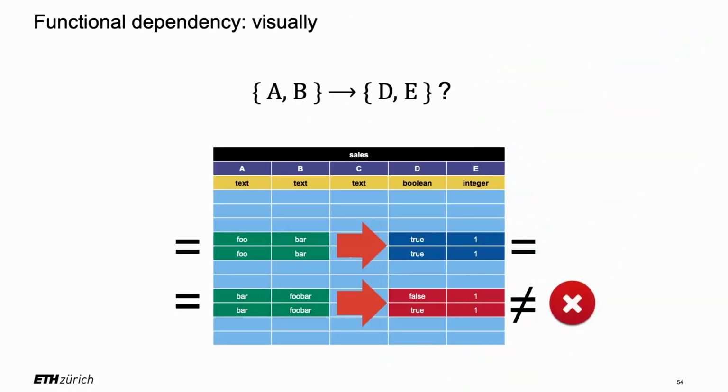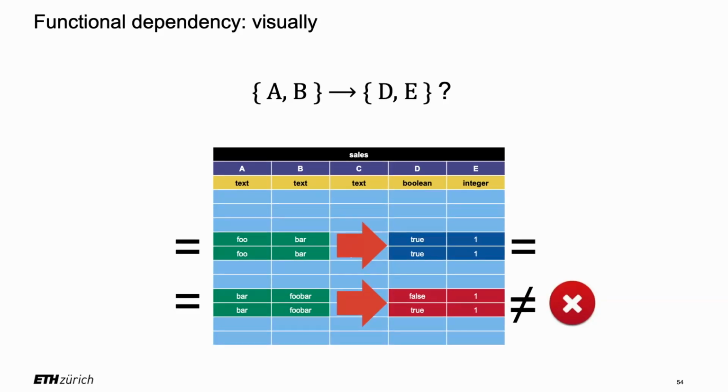So if I recap, basically, if I give you a table with a certain number of columns and rows and contents, and I give you a functional dependency with a few attributes on the left and a few attributes on the right, then I can ask you a yes-no question. Does this table fulfill the functional dependency? That's a yes or a no.